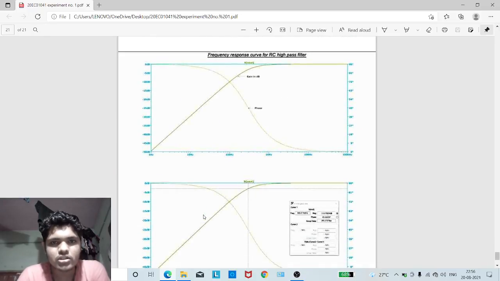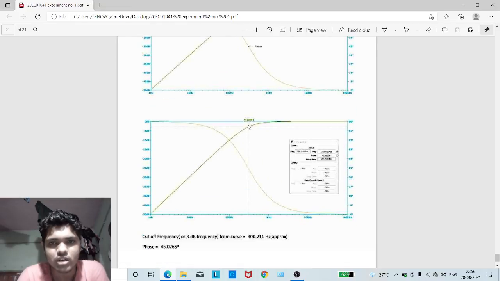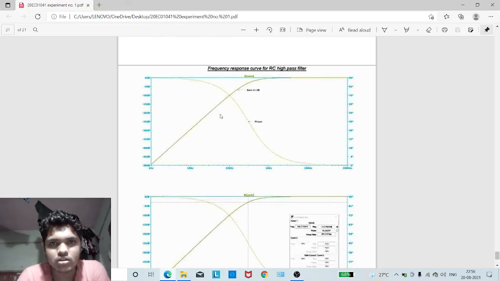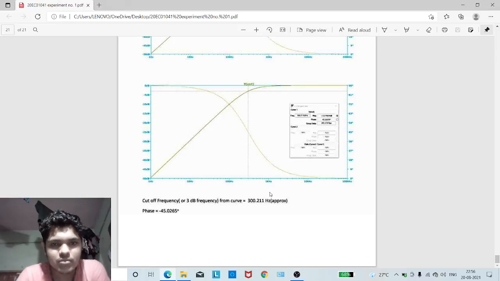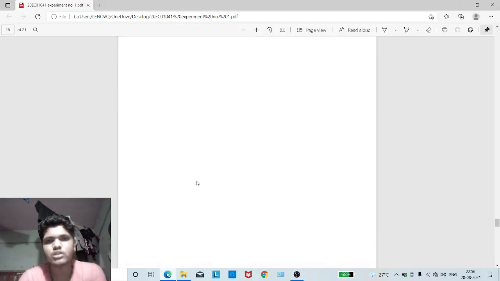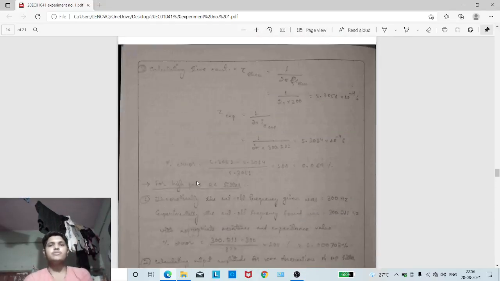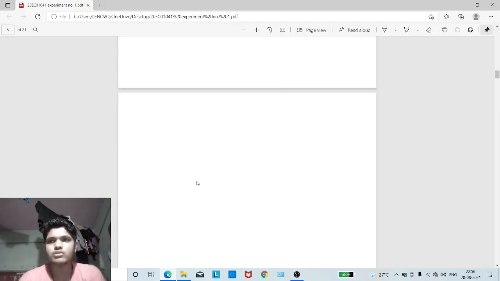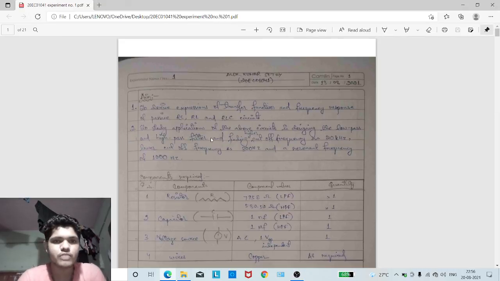And at last, this is the graph we found for the high pass filter of the RC circuit. We found a cutoff frequency of approximately 300.211 hertz, and a phase of minus 45.0265. So this was the experiment we did, experiment 1 in the Introduction to Electronics lab, on 13th August 2021. So thank you.